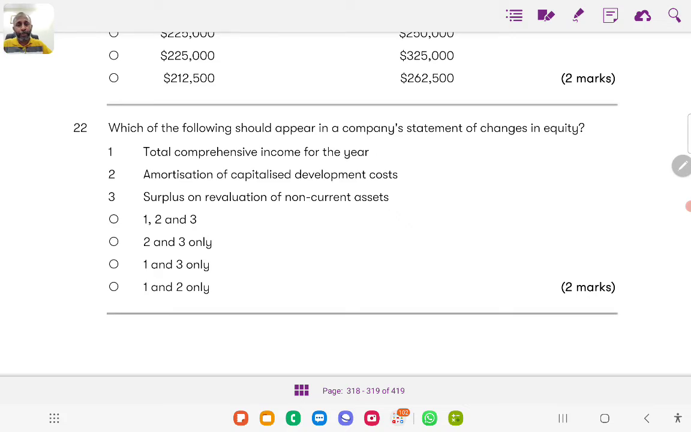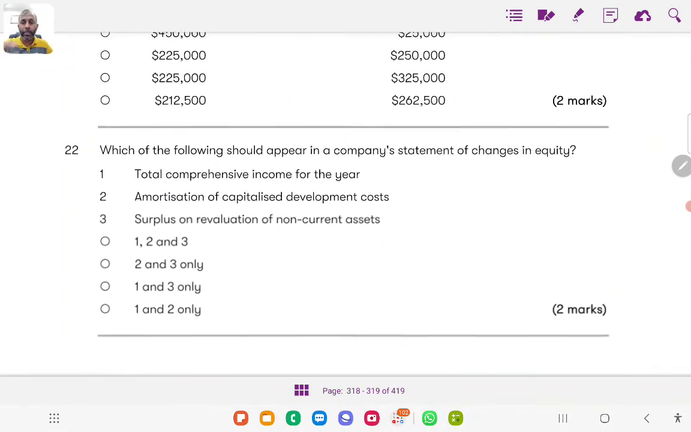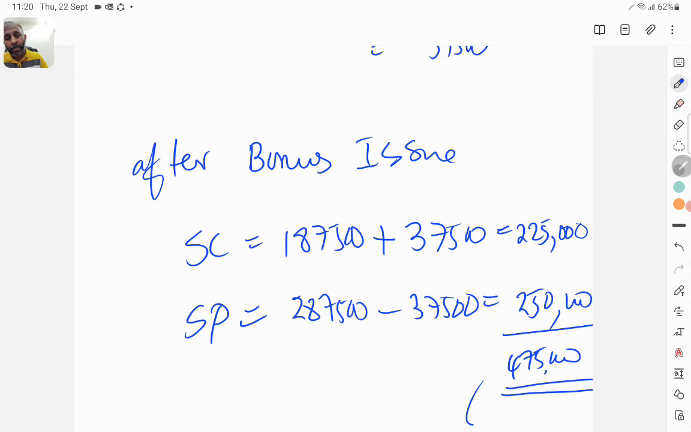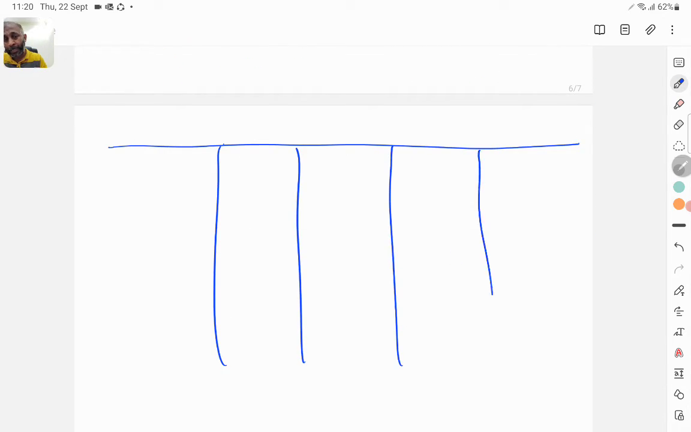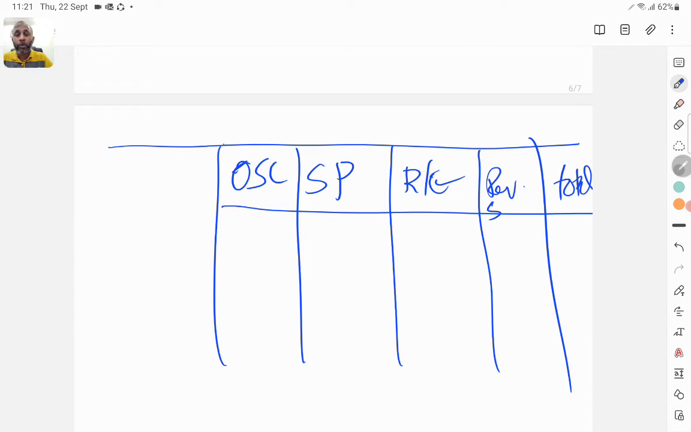Anyway, the answer for question number 21 is the second option. Question number 22, which of the following should appear in a company's statement of changes in equity? The statement of changes in equity comes as part of IAS 1. It's like a separate statement that talks about the equity, in other words, share capital and reserves. So normally ordinary share capital, share premium if you have, retained earnings and also you may have revaluation surplus and total. There may be other columns also. So this is just to show a reconciliation of the equity movements.